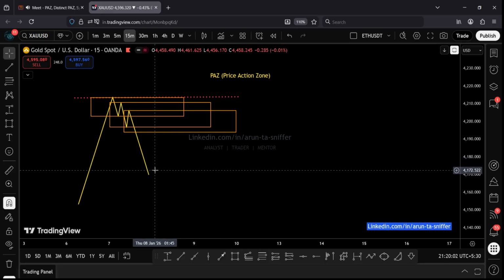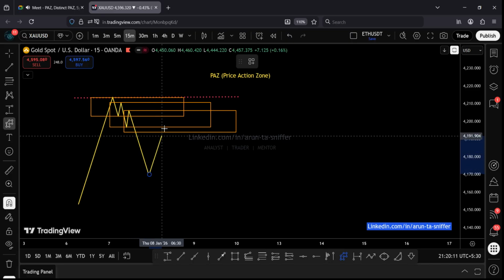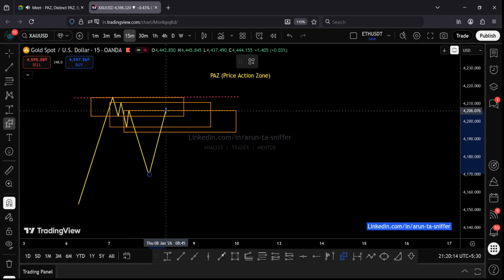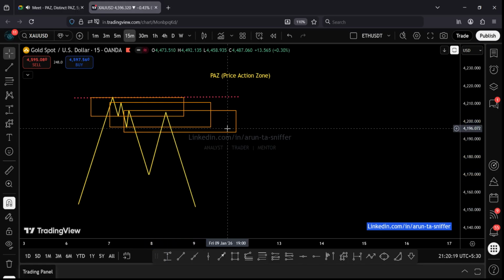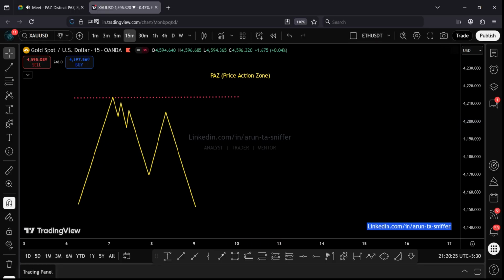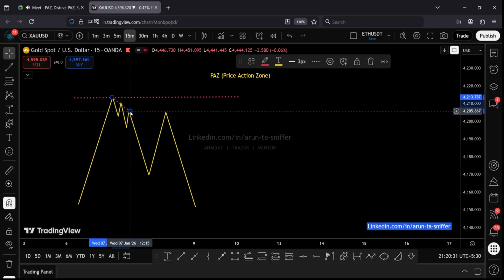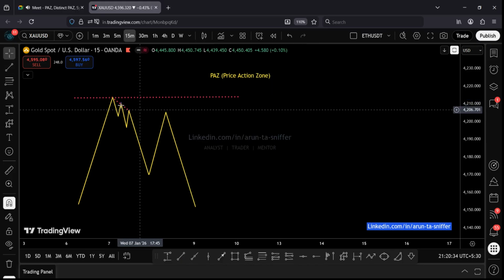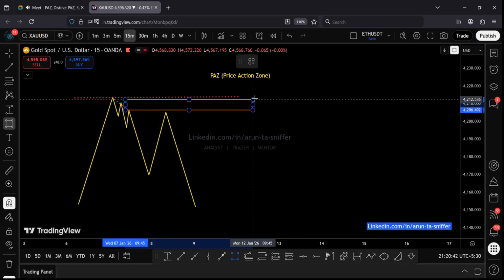What will happen? The price goes up. Price will go up due to the order transfer. Price will hit this and come down, right? So to understand this, we will use the concept of order transfer. Orders have been transferred from here to here, right? From this tip to this tip, this is our distinct price action zone.